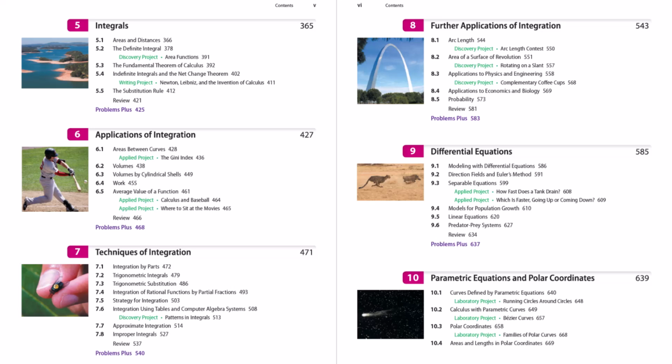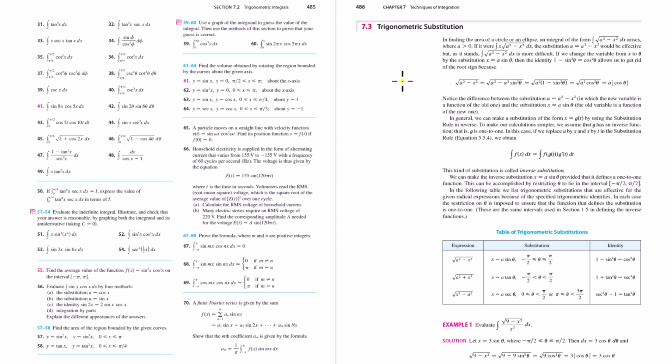We're continuing with Chapter 7, which is on techniques of integration. In this video, we're going to go through Section 7.3, which is on trigonometric substitution. I know personally this was a topic in calculus that I found very confusing, but let's walk through this carefully, and I think you'll see it's not so bad.